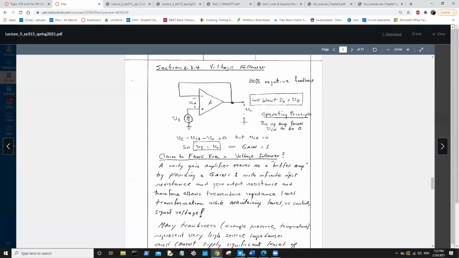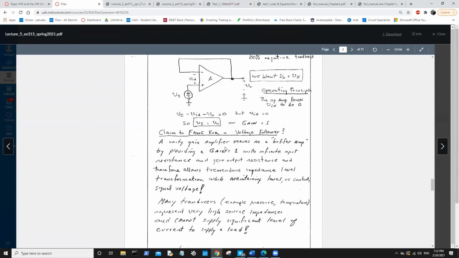Therefore, VO will be equal to VI. So that's the first major piece of information we have. He says gain is equal to 1. He just talks about it. I think he's just proving that knowing VI equals V out, it's basically a buffer amplifier.